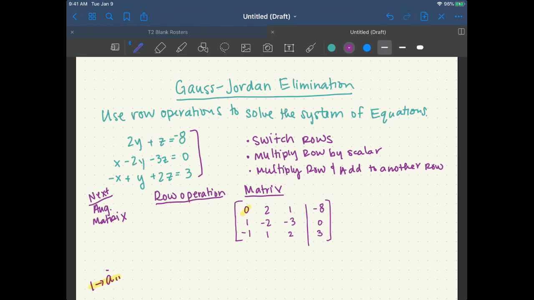All right, we're going to use Gauss-Jordan Elimination, which is just using row operations to solve a system of equations. We're going to go ahead and take a look at this system here. Remember that we have three different row operations we can use. We can switch rows, multiply a row by a scalar, or multiply a row and then add it to another. We really can't do anything else besides that. It's basically the same rules as elimination.